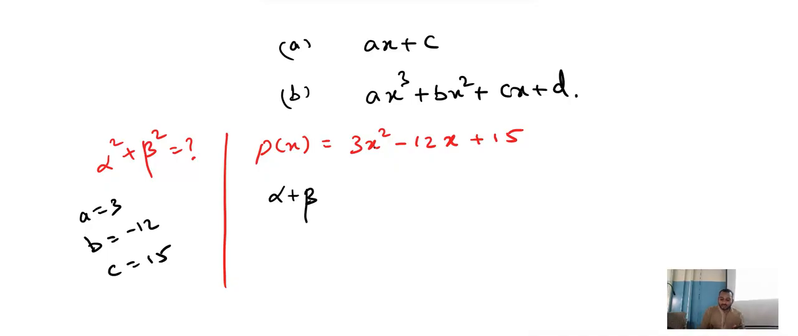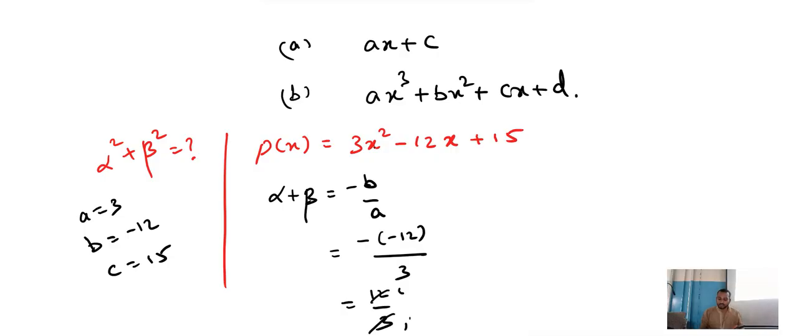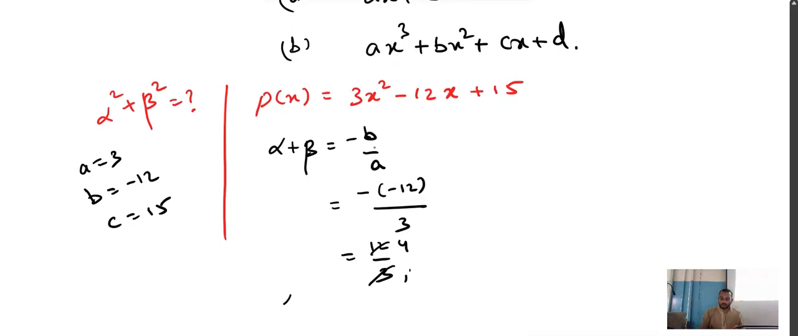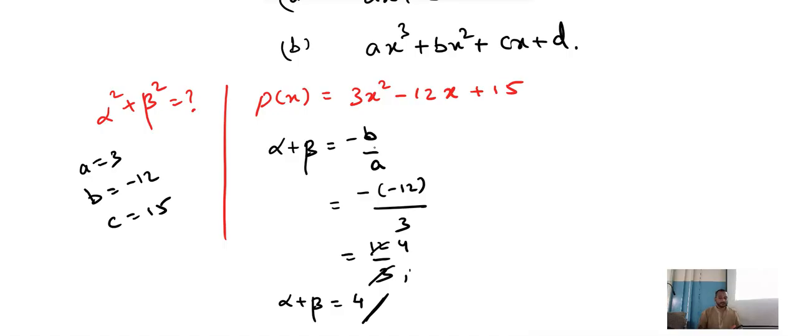Observe. So first, let alpha and beta be the zeros of the given polynomial. What is alpha plus beta? Minus b by a. Am I right? Good. Observe here. Minus. What is b value? Minus 12. A value? 3. Minus into minus, plus 12 by 3. 3 ones are 3, 3 fours are 12. Now what is alpha plus beta? 4. Final answer? 4.